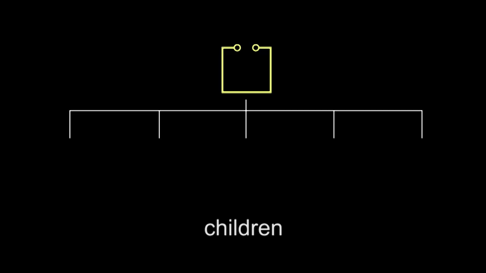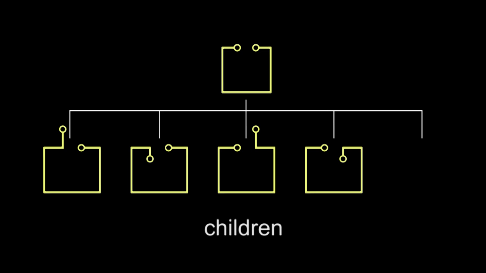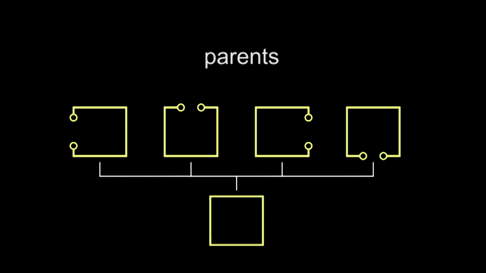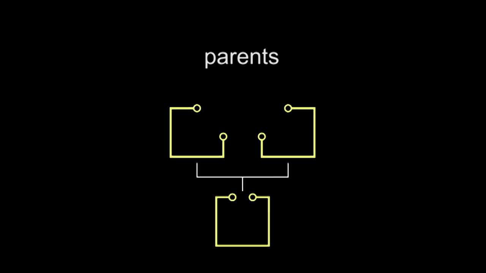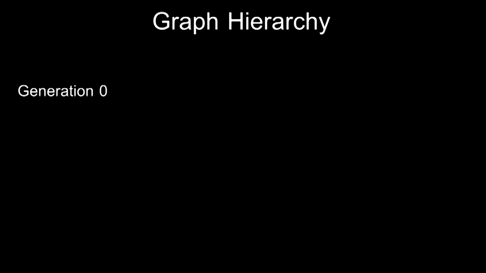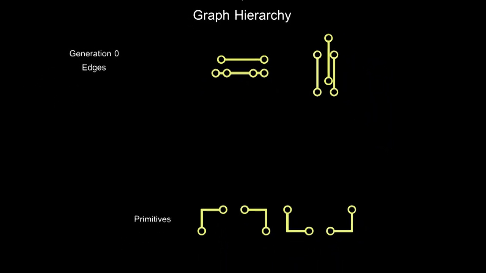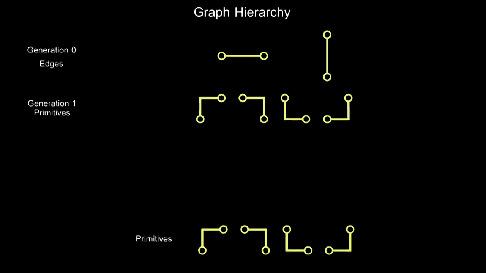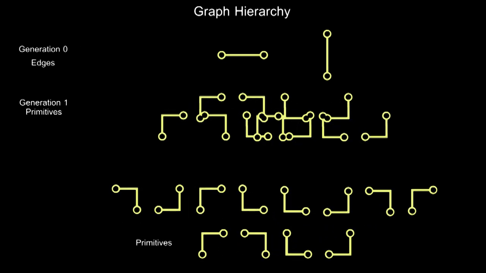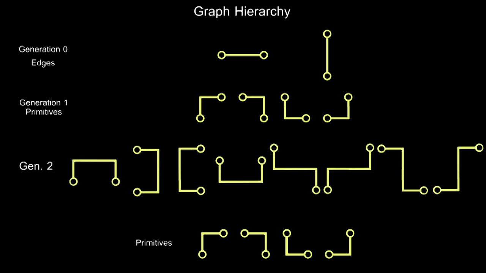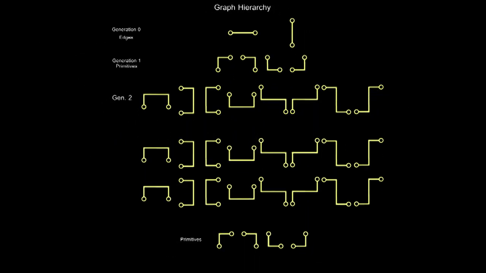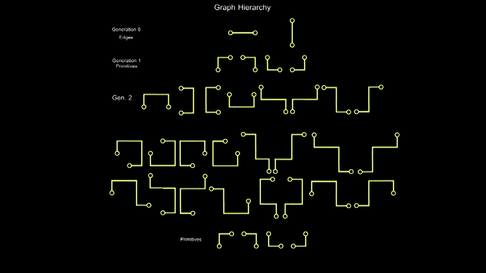A graph's children are found by trying every possible way of gluing it to a primitive and every way of loop gluing it. To find the parents of a graph, we try cutting every loop and cutting out any primitive that we can. The graph hierarchy is made up of generations. Generation 0 contains the simplest graphs, which are just edges. Generation 1 contains the primitives. Each new generation is found by taking the previous generation and gluing primitives to the graphs and loop gluing when possible. Each generation gets more and more complicated. If we continue this hierarchy forever, it would contain every possible locally similar graph.